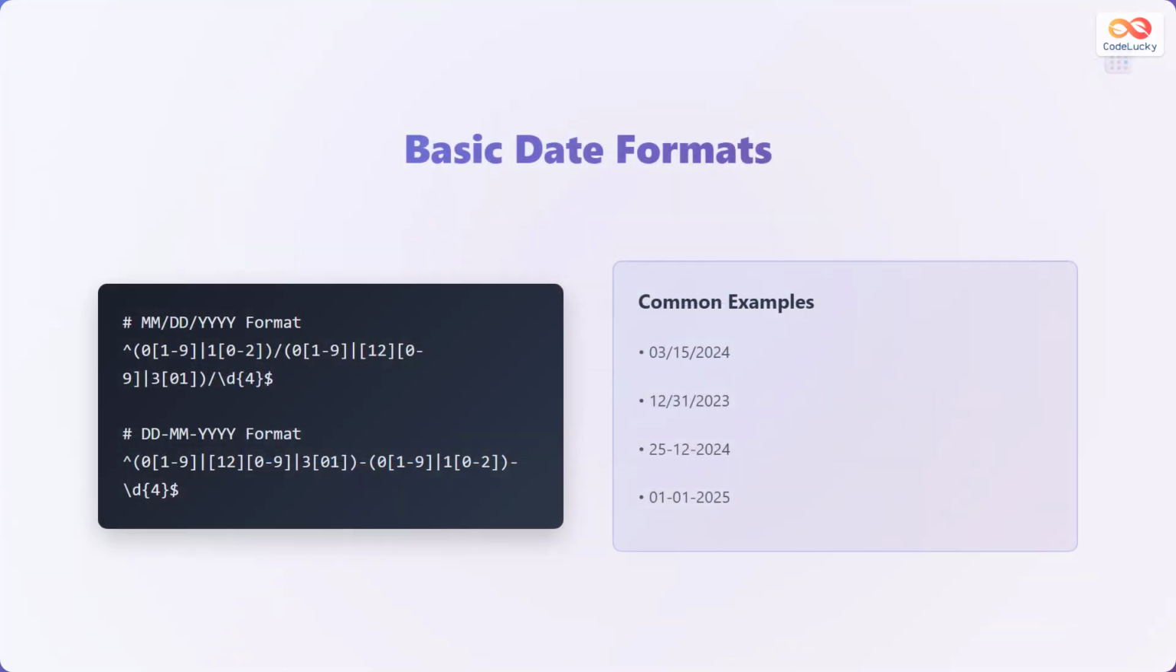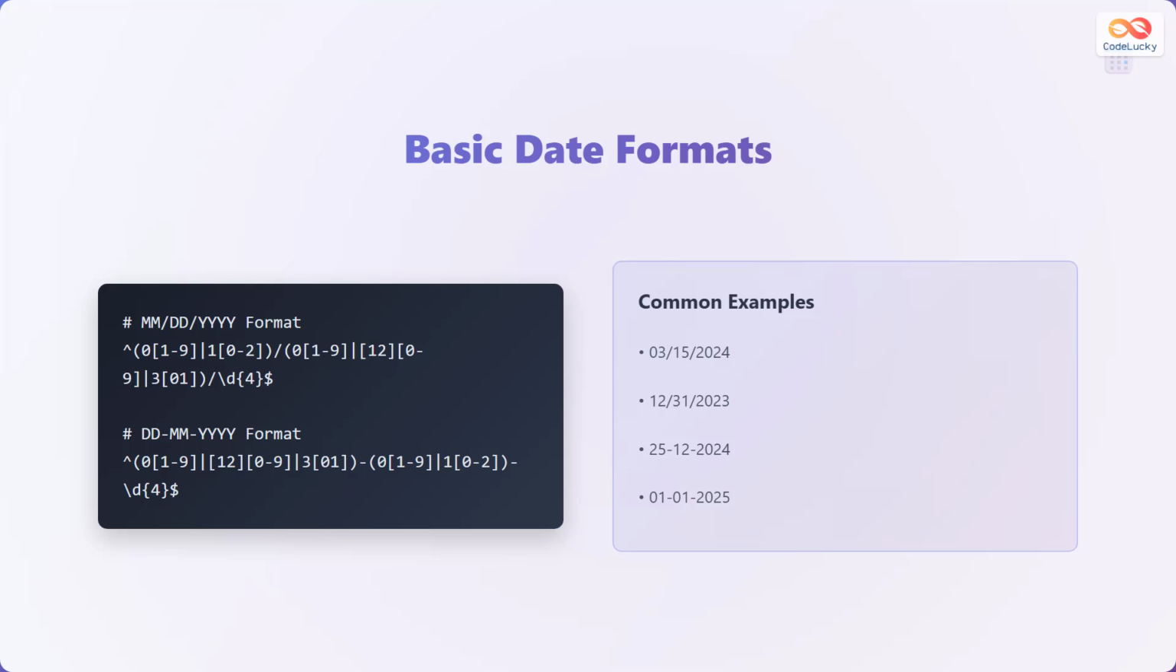Let's start with some basic date formats. On the left, we have the regular expressions, and on the right, we have examples of the formats they match. The first RegEx is for the month, day, year format. It starts with a caret symbol and specifies that the month should be between 01 and 12, followed by a /. Next, it matches the day, which should be between 01 and 31, followed by a /, and then it expects a 4-digit year. The $ sign at the end indicates the end of the string.